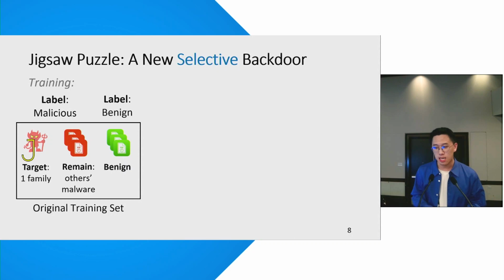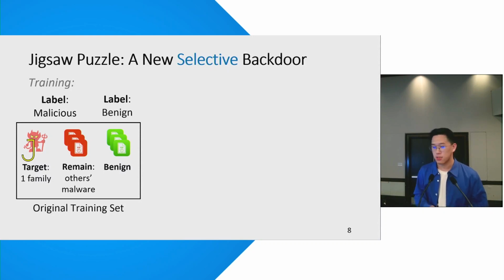Here, we propose a new selective backdoor called Jigsaw Puzzle. The intuition is that it can only protect my own malware, but ignore others. In the training set, we have three groups. The target set is a malware family that I want to protect. It has a yellow pattern, which indicates the similarity shared by this target family. Other families may not have it. All the other remaining families are put into the remain set, and the third one is the benign set.